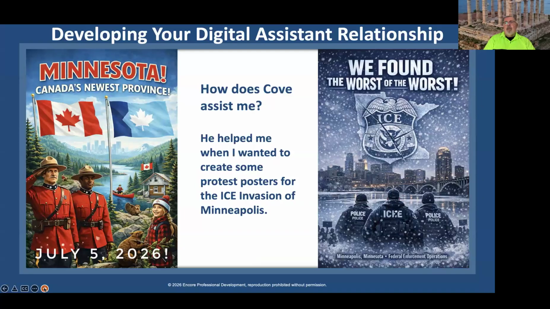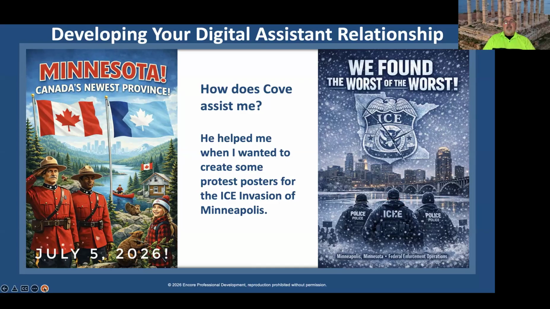Now, some of you may have heard about Minneapolis, and we had this invasion of ICE. And so Cove actually helped me create some protest posters that I was using on my social media. So one is actually that Minnesota perhaps should quit being part of the United States and just be part of Canada.